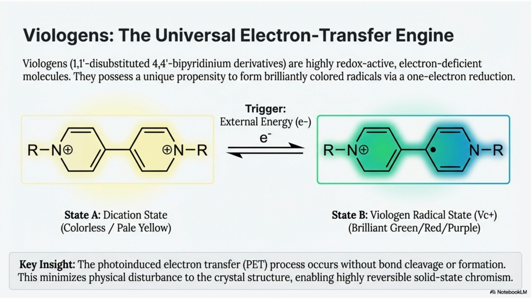Viologens are redox-active, electron-deficient molecules. They form brilliantly colored radicals through a one-electron reduction. The photoinduced electron transfer process occurs without bond cleavage, minimizing physical disturbance and enabling highly reversible solid-state chromism.